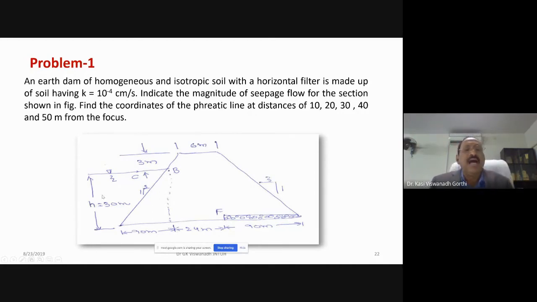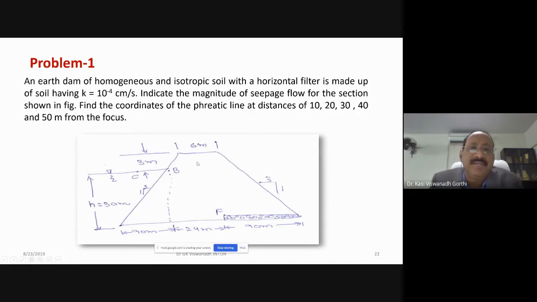Further, the height of water in the dam is 30 meters and a freeboard of 3 meters. So, what is the total height of this embankment? 30 plus 3, 33 meters is the total height of this embankment. For a 3:1 slope, what would be the total horizontal upstream leg? For every 1 vertical, 3 horizontal. So for a total of 33 vertical, 33 multiplied by 3 will be the total portion, 99 meters.